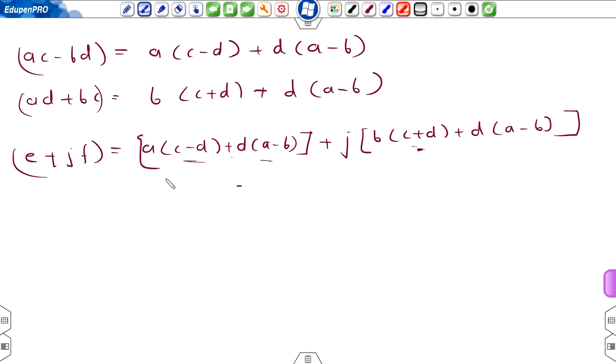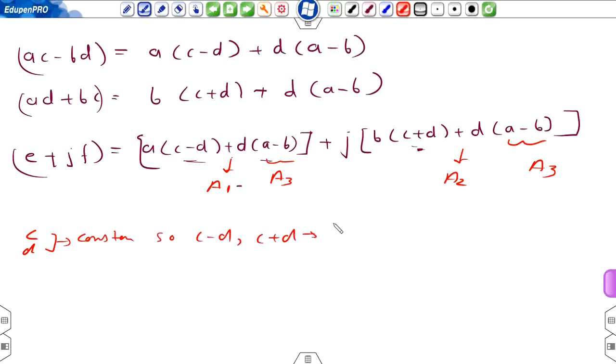So if you look at this term, you can see that the addition, let's say this is addition A1, this is addition A2, and this is addition A3. Okay, we will not consider C minus D or C plus D as addition because C and D are coefficients. So C minus D and C plus D can be pre-computed. Their value is constant, so we can compute C minus D and C plus D before.